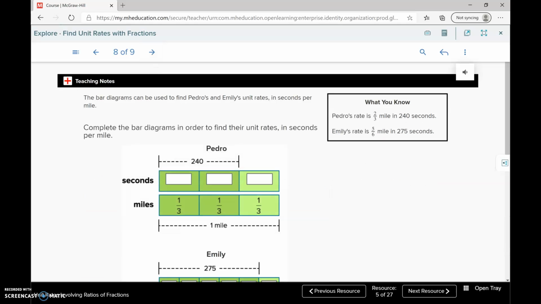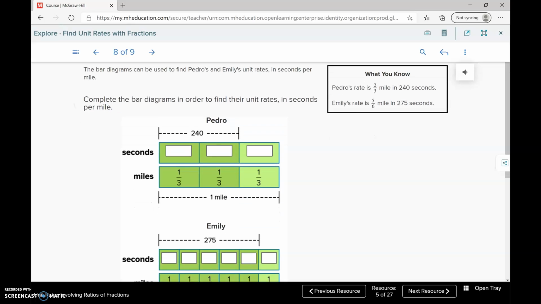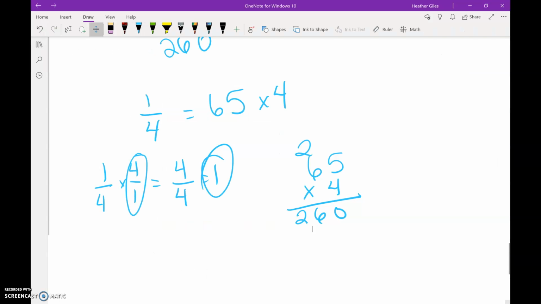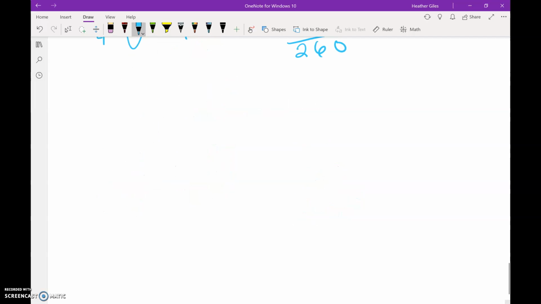So we're going to use bar diagrams to solve this. The bar diagrams can be used to find Pedro and Emily's unit rates in seconds per mile. So we're going to complete them. Pedro ran 2/3 of a mile in 240 seconds. All right. Let's give a little bit more room. Let's get that old stuff out. All right. So we have 240 seconds to 2/3 of a mile.